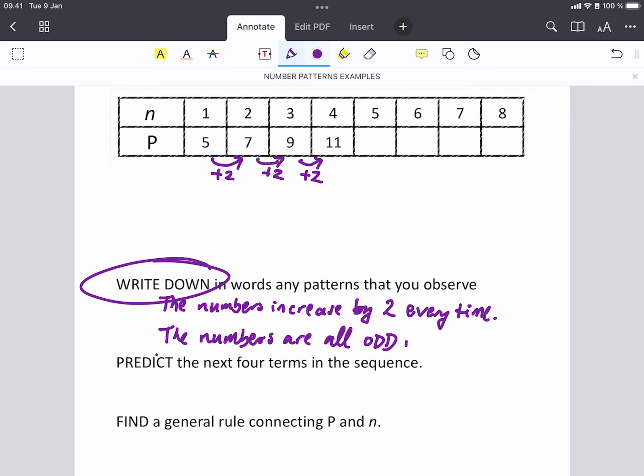Okay, it says predict the next 4 terms in the sequence. So it's going 5, 7, 9, 11, plus 2 every time. So 13, 15, 17, 19. Easy. That's that one done. That's probably the easiest and quickest marks you'll get.